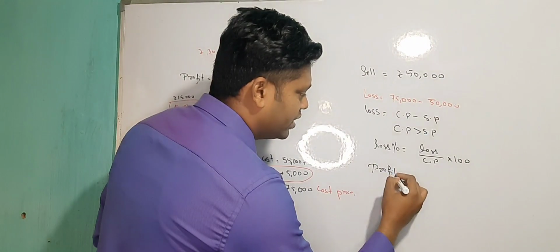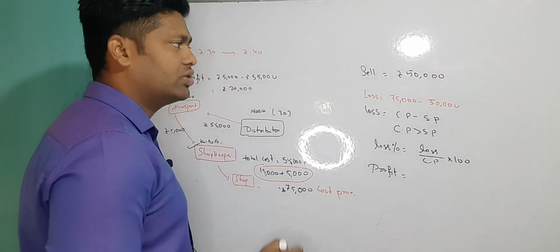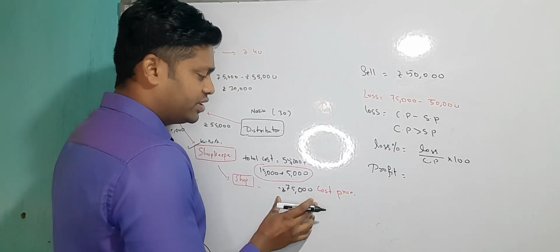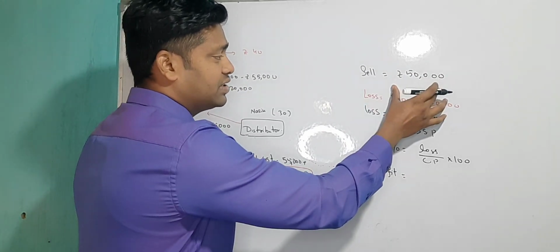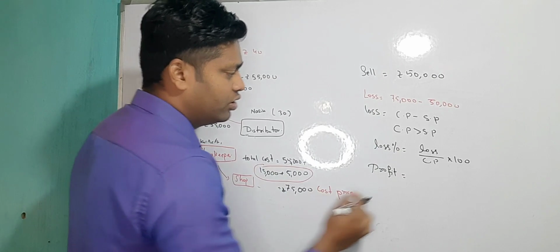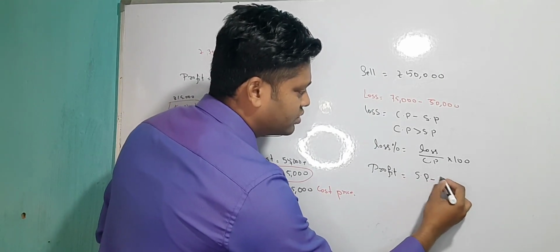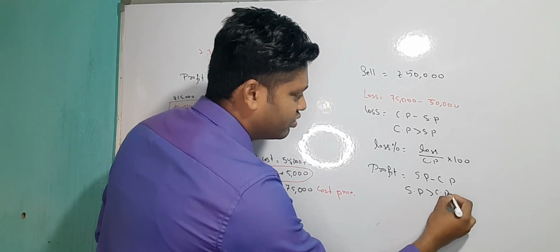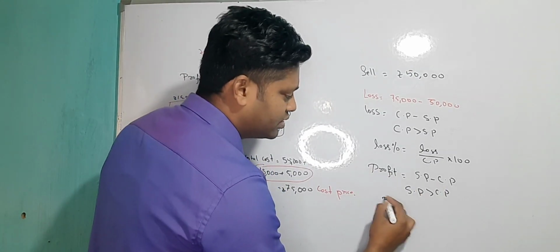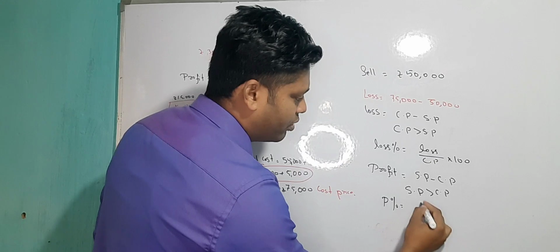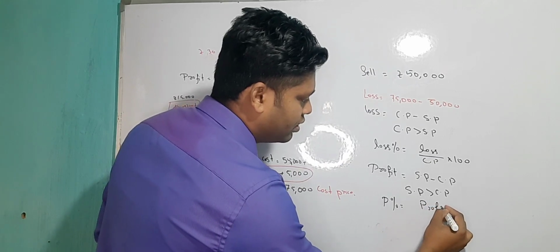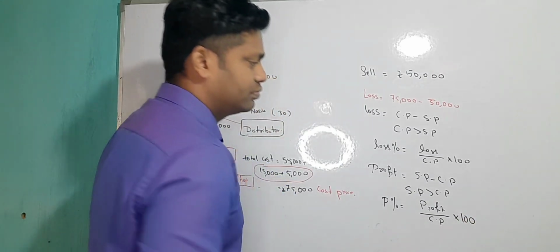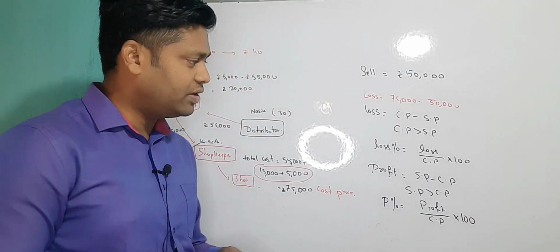In case of profit, when I am going to sell the goods at a higher price, meaning the selling price will be more, है ना? In this case, the selling price is more, so bigger minus smaller. So the formula is selling price minus cost price. Whenever selling price is greater than cost price, we will have a profit. Profit percentage is equal to profit by cost price multiply 100. Clear? This is the formula.